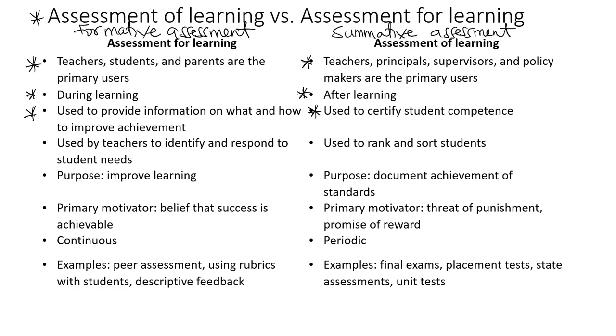Now, how do teachers use these two types of assessment? So, in assessment for learning, teachers use this type of assessment to identify and respond to student needs. So, this is an immediate type of assessment where you observe that your students are lacking something, and then you want to go on and solve that problem. Assessment of learning is usually used to rank and sort students. So it's about ranking, like competitive.